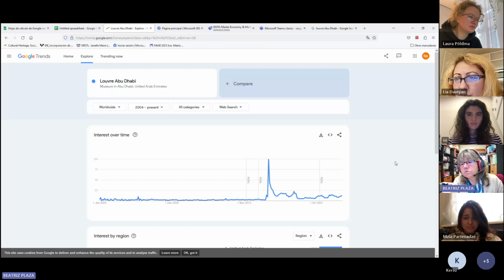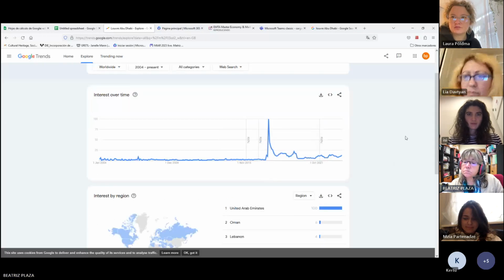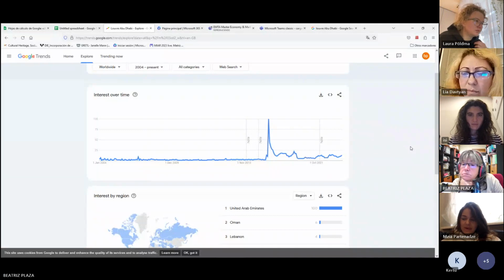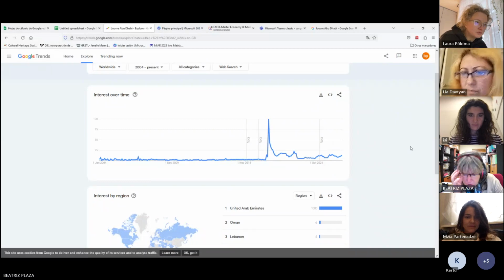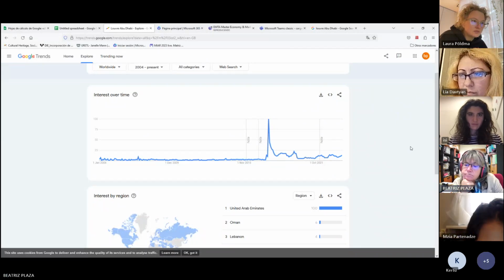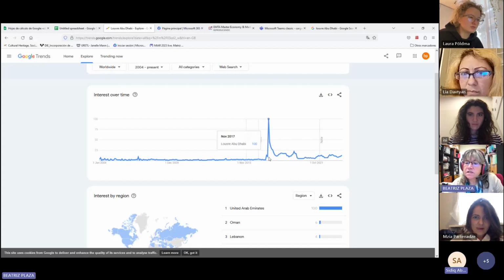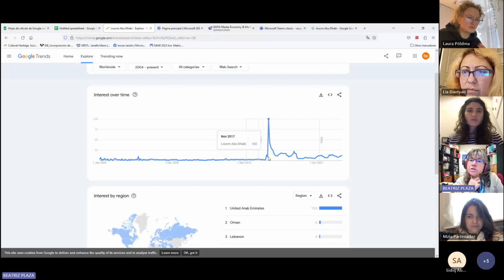So now, can you see when the inauguration of this museum was? According to this graph, when was the inauguration? 2017. Yes, exactly, very well done. November 2017. You can see it there. So November 2017 is equal to 100.